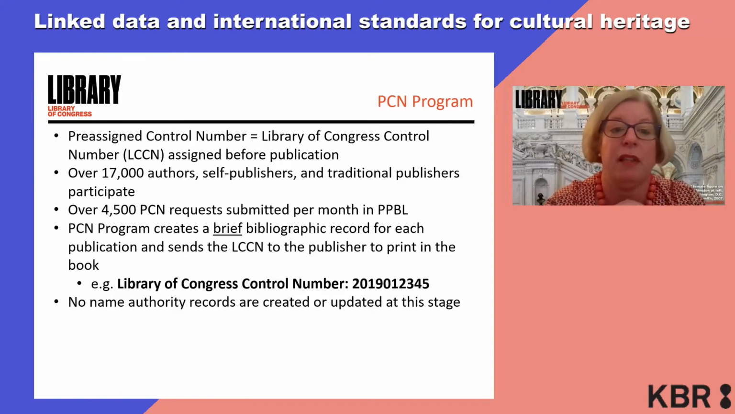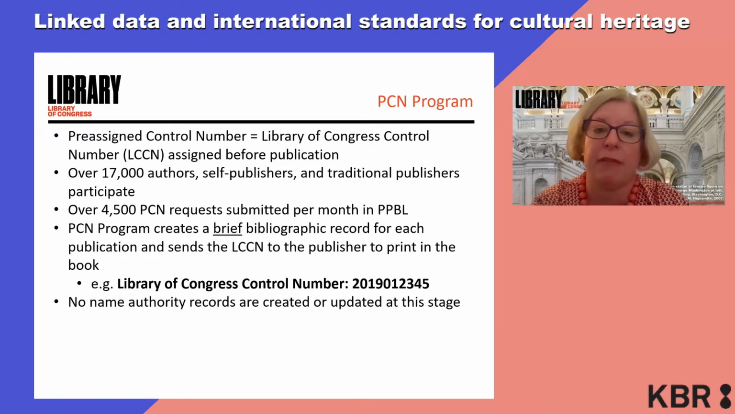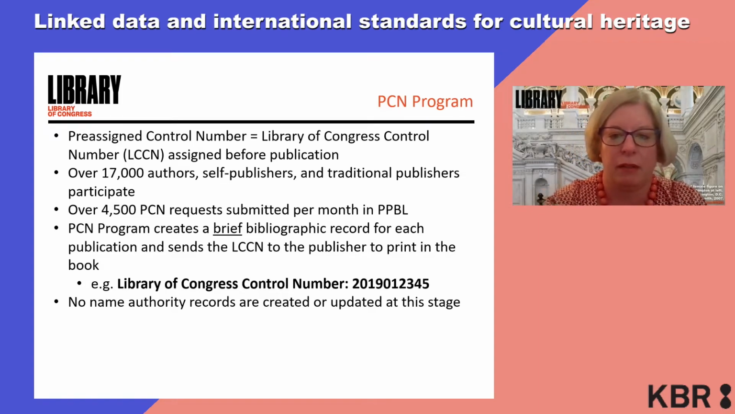We have over 17,000 authors, self-publishers, and traditional publishers that participate. It's a very large workflow of 4,500 PCN requests submitted per month, plus 3,000 SIP requests. It's very heavy. For the PCN program, we create a brief bibliographic record for each publication. And there's an example of how the information looks for the publisher. If you've seen a book that has that, that's what it is. There is no name authority record creation or updating at this stage. Next slide, please.